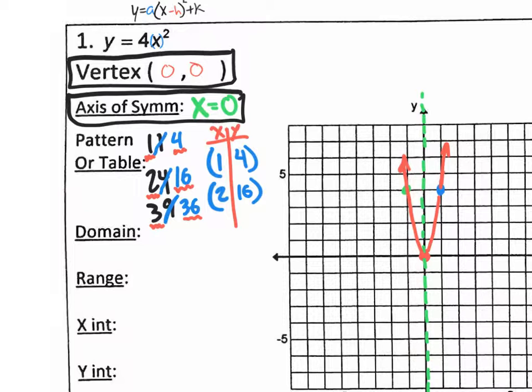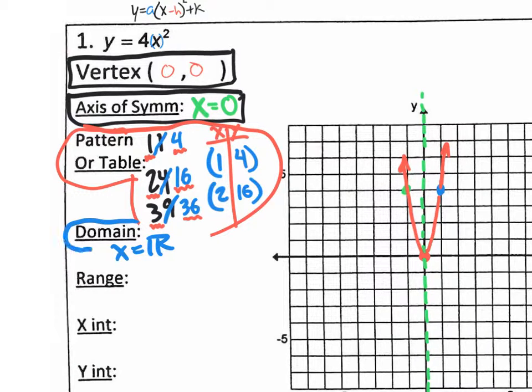So it's up to you whether you like the pattern or whether you like using an input-output table. You get to choose. But right here, it says pattern or table. Whatever you use, please circle it because that's going to be another point when we grade it. Domain. The domain is what? X equals all real numbers. Circle that or box that in. You get another point for that.